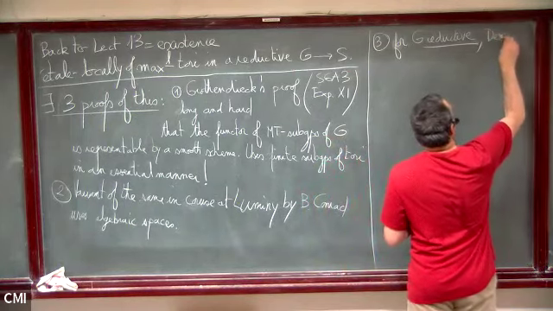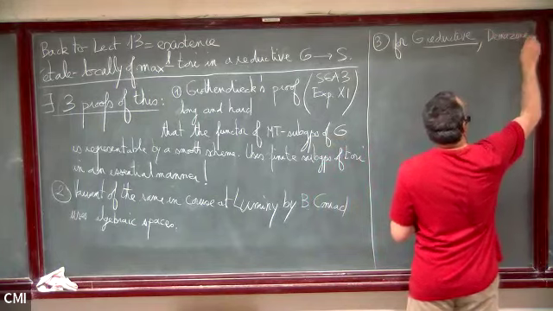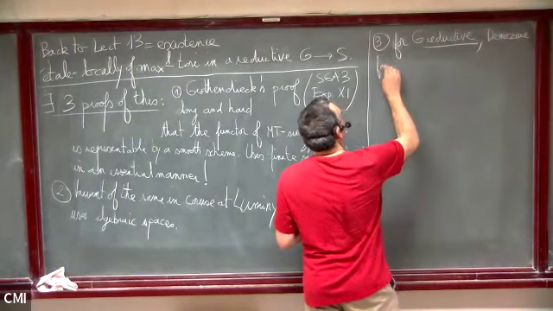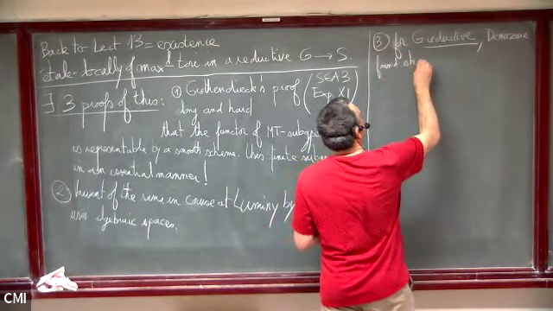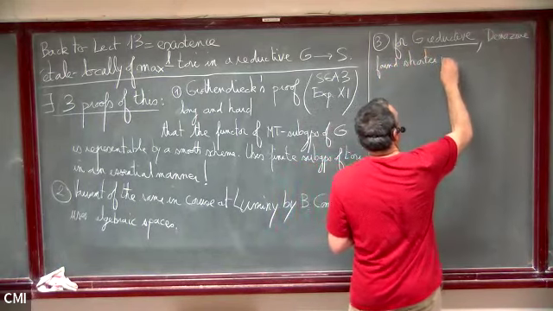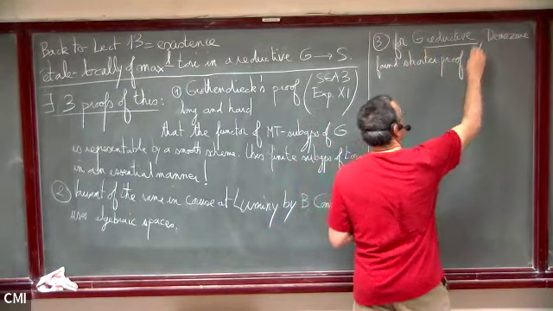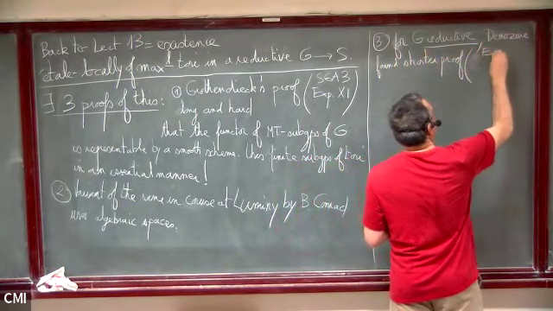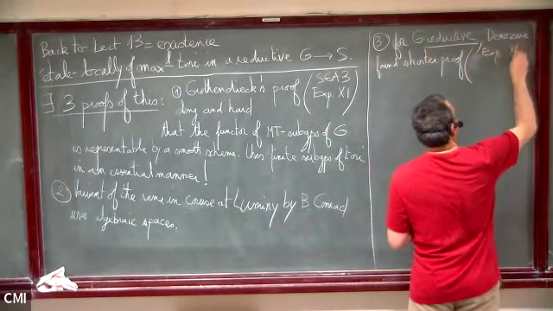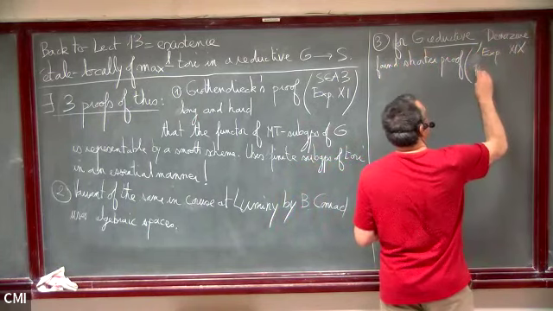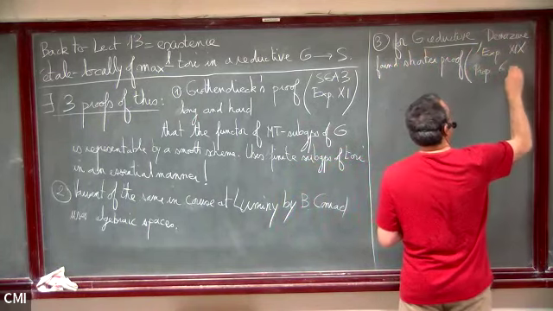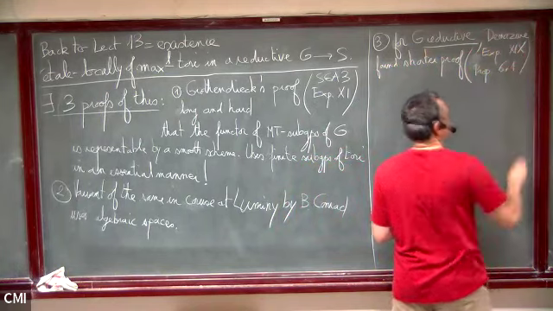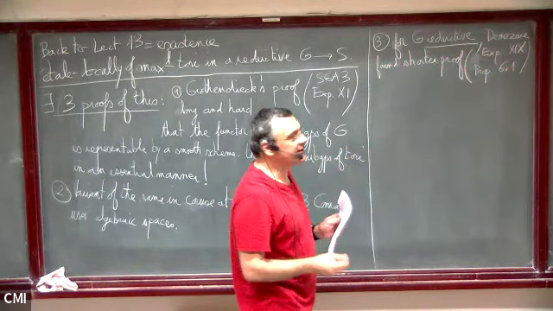So de Mazure found a shorter proof, which is the one in Exposé 19, Proposition 6.1. So this is the one that I'm going to present.